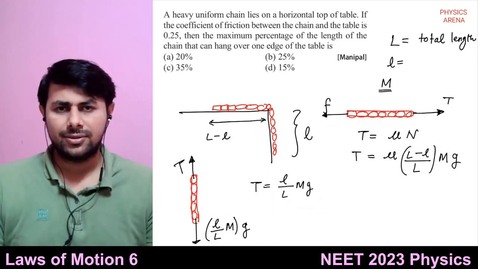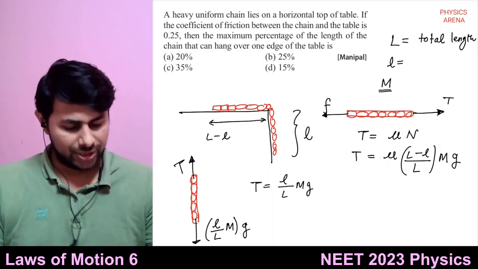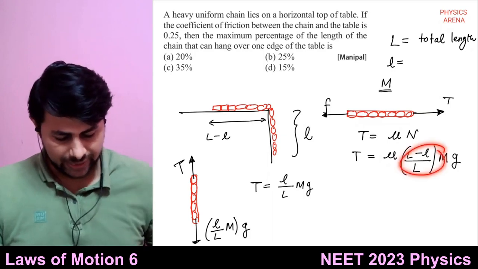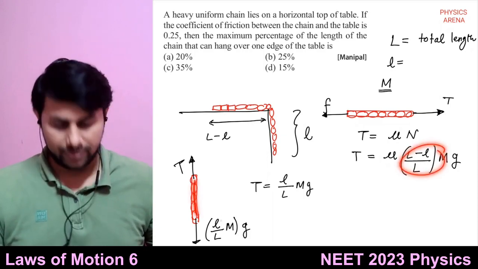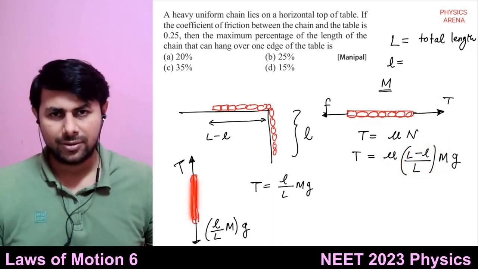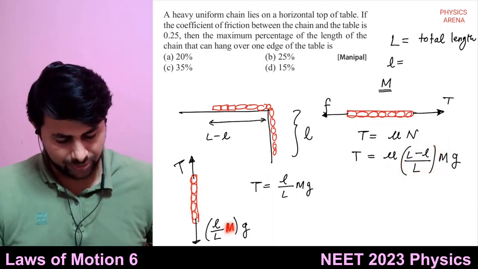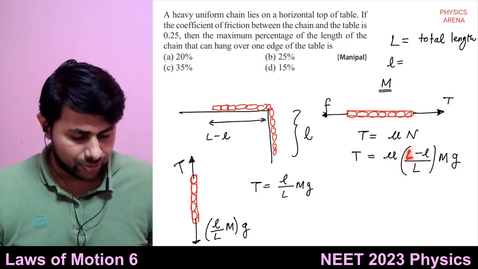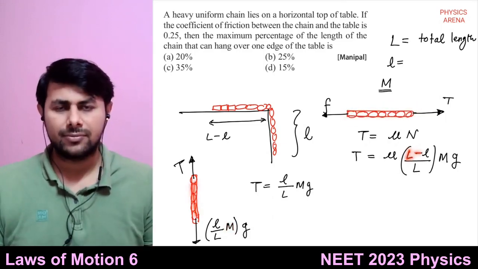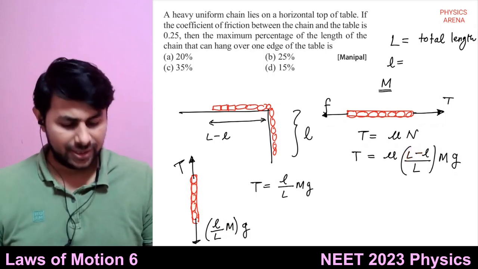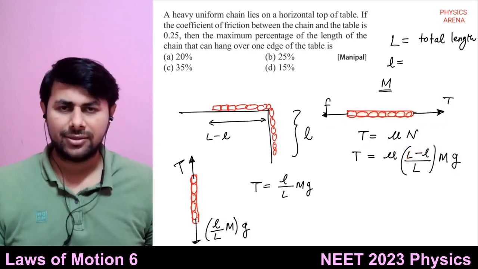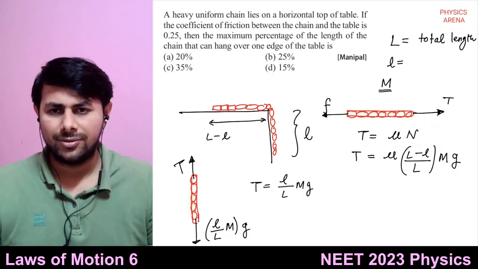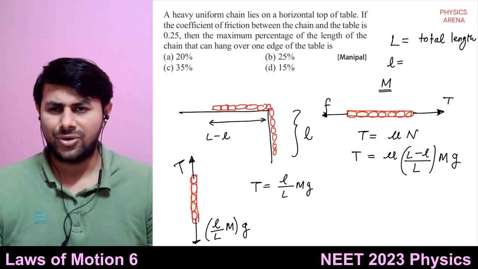You got this? So tension is equal to mu times mg. And what is mass of this part? Just like we found mass of this part, it's fractional length multiplied by the total mass. So length of this part is total length minus length of the other part. You got this? Yes, no?